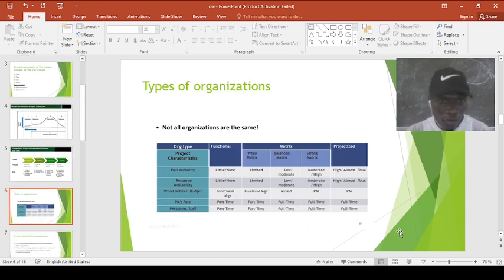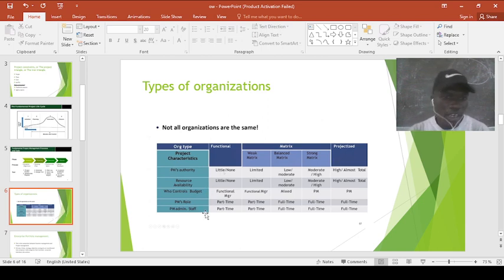Then you have types of organizations. Here we have the functional organization, matrix, and projectized organization. In a functional organization, the project manager does not own the project. In a matrix, both the project manager and the functional manager work together to accomplish a given project. Then in the projectized organization, the project manager owns the project. He is the top administrator of this given project.